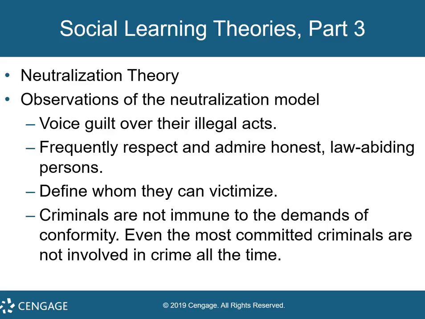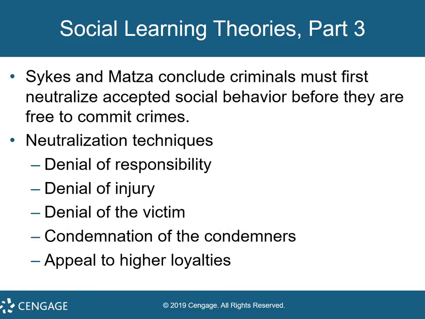And then finally, criminals are not immune to the demands of conformity. So most criminals participate in the same social functions as law-abiding people, like going to school, to church, family activities, and few engage in illegal activity all the time. So again, this is where Sykes and Matza suggest that people develop a distinct set of justifications for their law-violating behavior. So with that, let's look at a couple of other things.